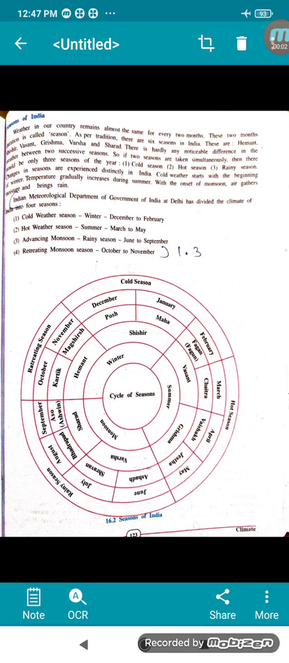Hello children, we'll continue our chapter 16, climate. Till now we have done seasonal changes, variation in the climates of India, and factors affecting the climate. Now we'll see the seasons of India.